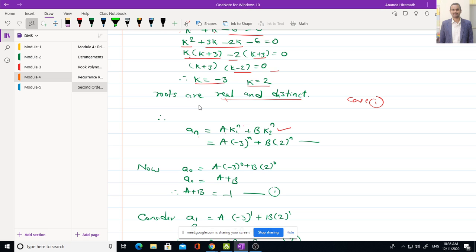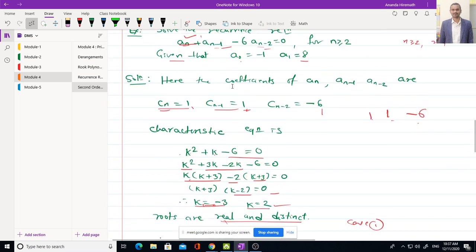a is unknown as of now, so you write a as it is. Now k1 is minus 3, so I can write a into minus 3, plus b k2, I have taken it as 2. Now a0 is equal to a into bracket minus 3 raised to 0, because I am considering n is equal to 0, plus b into 2 raised to 0. Then I will get a0 as a plus b, because anything raised to 0 is 1. Therefore I can write a plus b is equal to minus 1, because the a0 value is given.